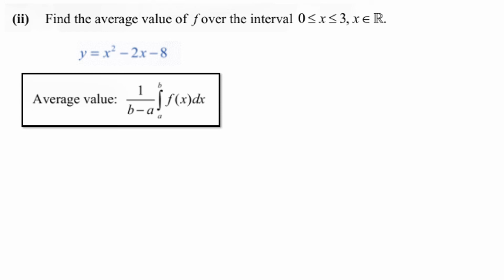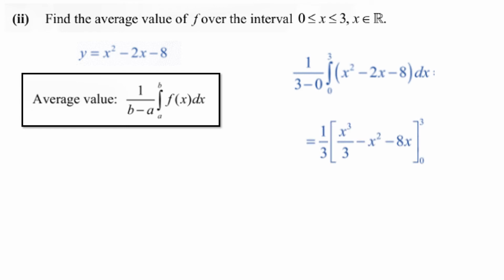So I'm going to take my function f, which I've written here as x squared minus 2x minus 8, and we are going to integrate that between a and b, so between 0 and 3, and we're also going to sub in 1 over b minus a. So it looks like this: 1 over b minus a, which is 1 over 3 minus 0, integrating the function itself between 0 and 3 with respect to x.